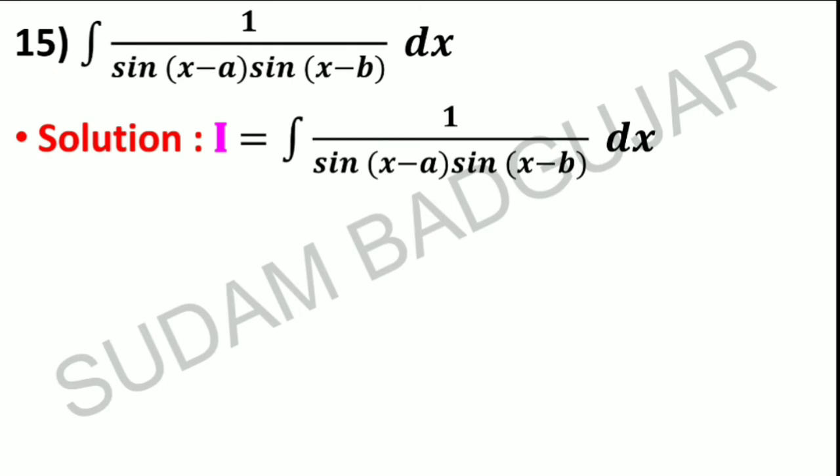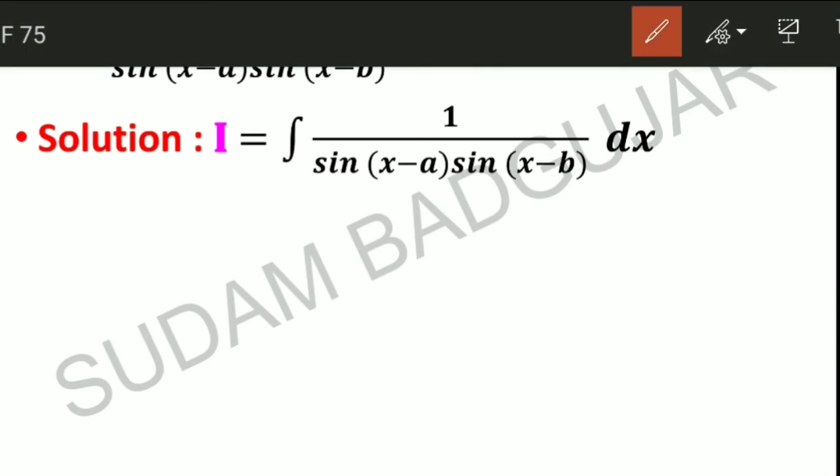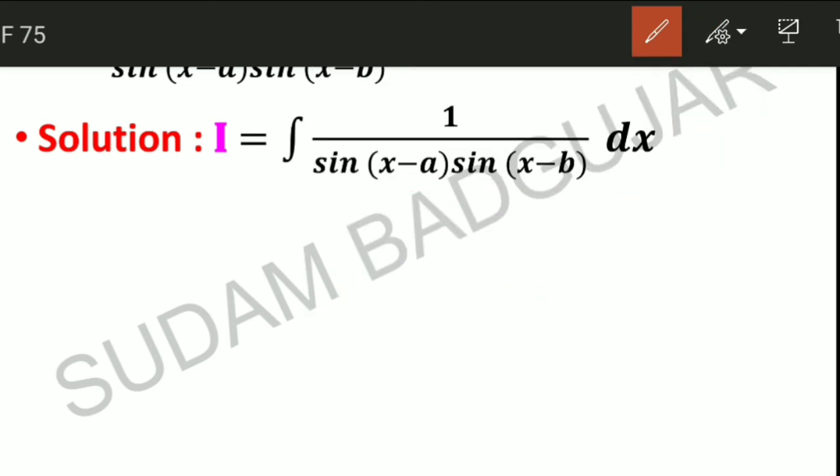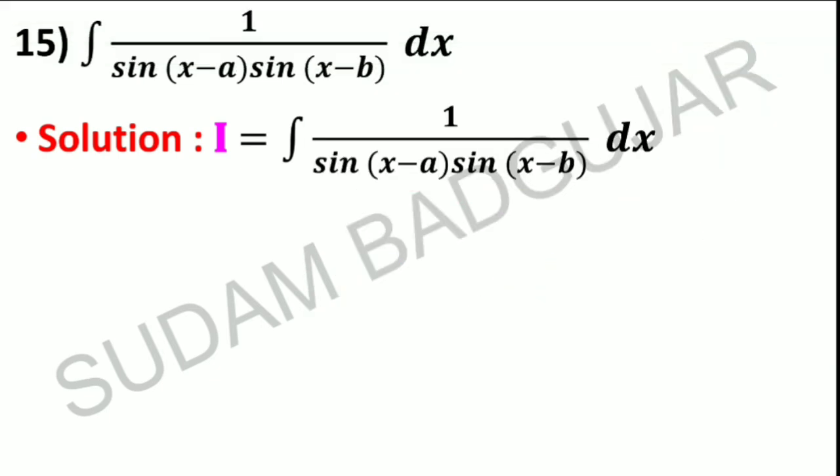See, sine and sine is there. Here there are four types of function. Maybe I want to show you. See, 1 upon sine, 1 upon cos, 1 upon sine, and this is cos of something, here cos of something and into sine of something. There are four types of functions here, but the numerator is 1 here. The numerator is 1. How to integrate this one?